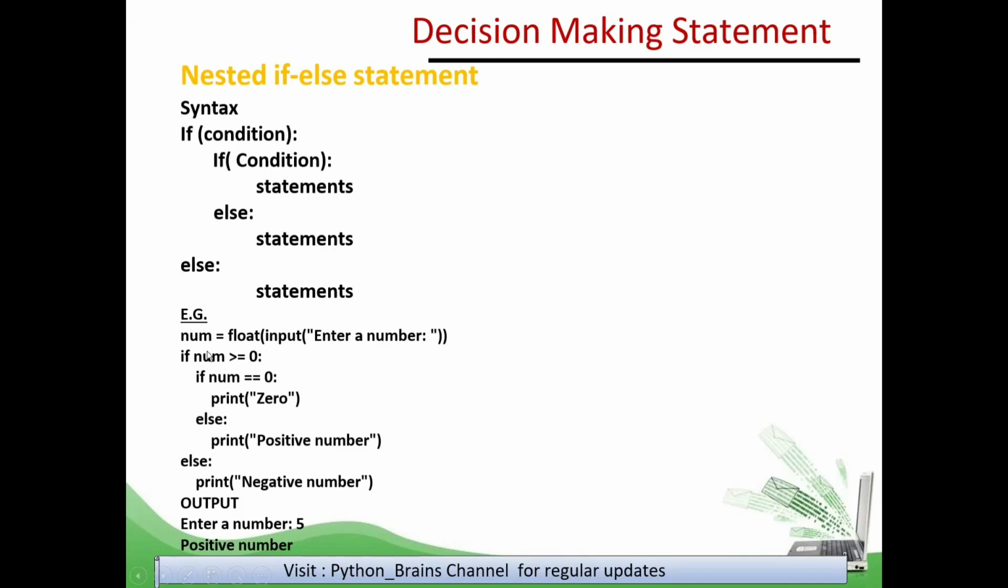Very simple. But if it is true, then what happens? num is greater than or equal to 0. Yes, it is true. Then I write num equal to 0. I check whether that is 0 or greater. So if it is 0, that means this condition is true. Then it prints 0 and finishes. But if this is false, then it moves to the else statement and I write print positive number. Simple. So this is the way we can check whether a number is positive, negative, or 0.